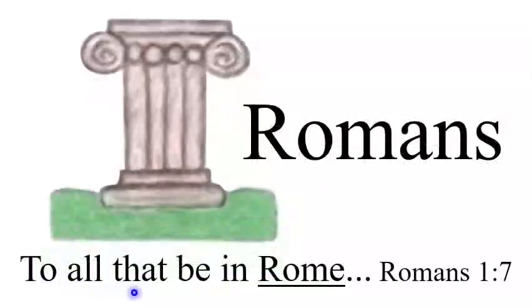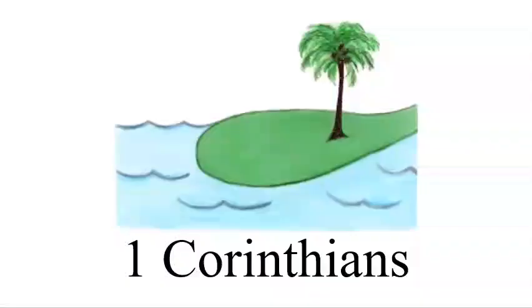The icon for Romans is a Roman column on the land to represent the Christians in Rome, because it says in the Bible, "To all that be in Rome."